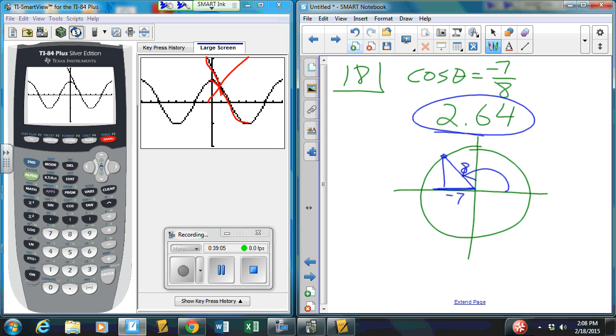Where else am I going to get a negative 7 for x? What other quadrant? 3. Okay, third quadrant, right here. Did you guys notice that cosines reflect over the x-axis and sines reflect over the y-axis? There they are. So negative 7 and 8. How am I going to get that point right there? Because I want the angle that goes all the way around to right there.